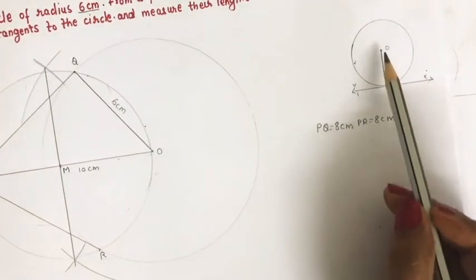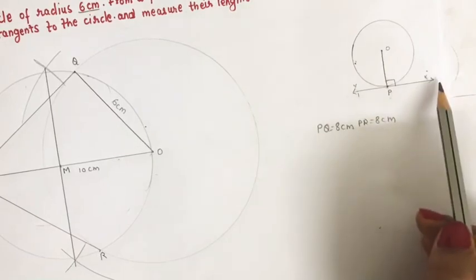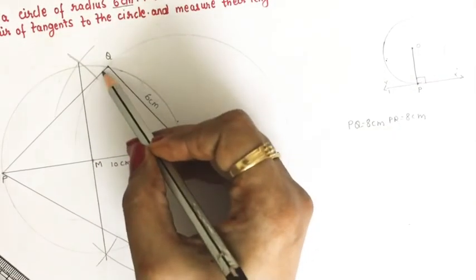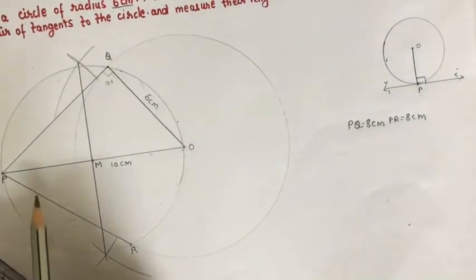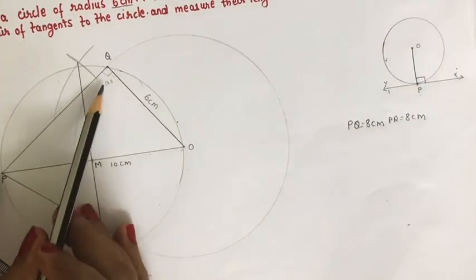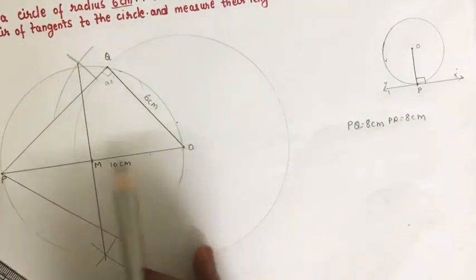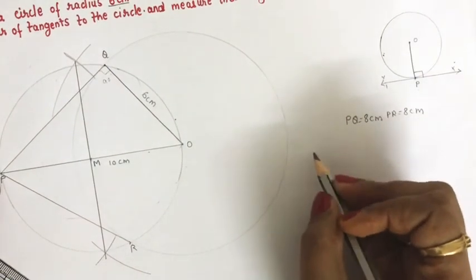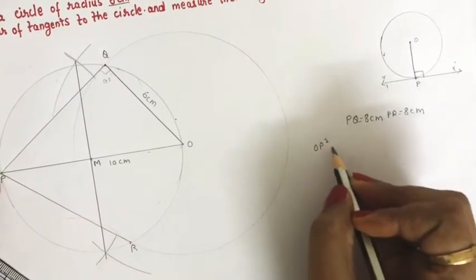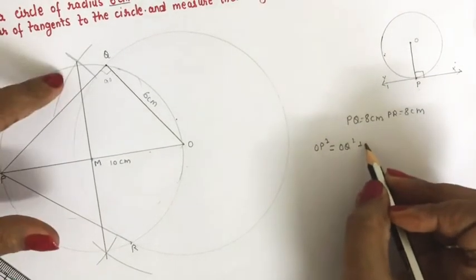And I told you the angle between the radius and the tangent is 90 degree. So this angle is 90 degree, isn't it? So what does it mean? You can use the Pythagoras theorem. This is the hypotenuse. So using the Pythagoras theorem we can write OP square is equal to OQ square plus PQ square.